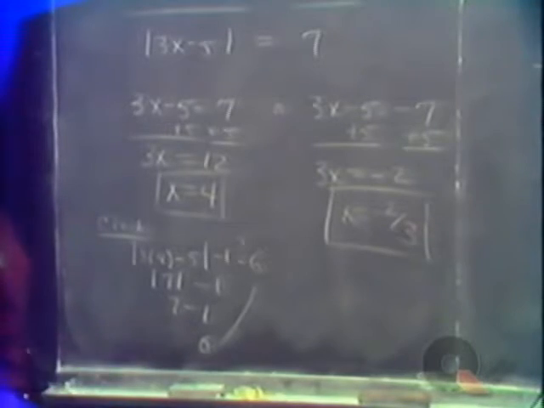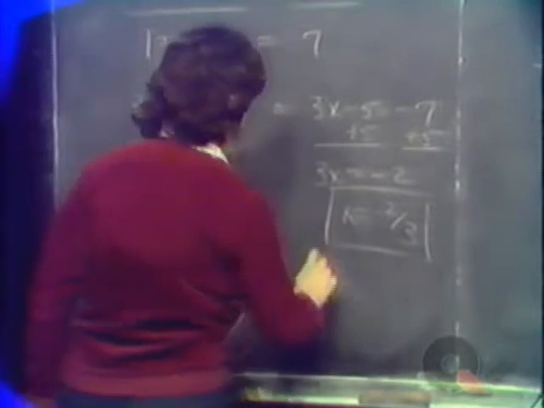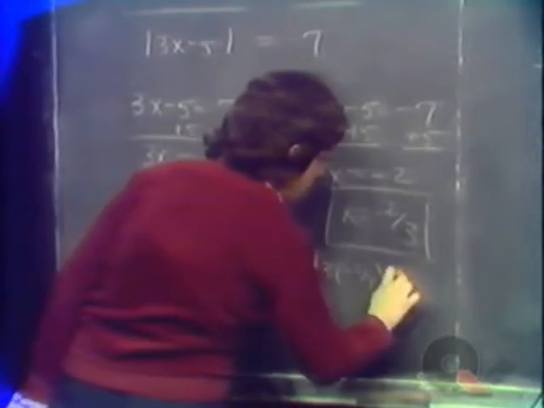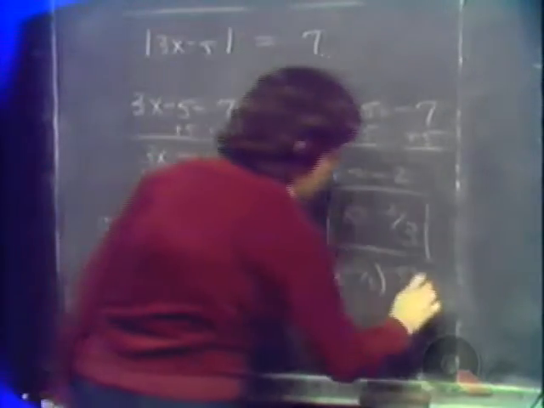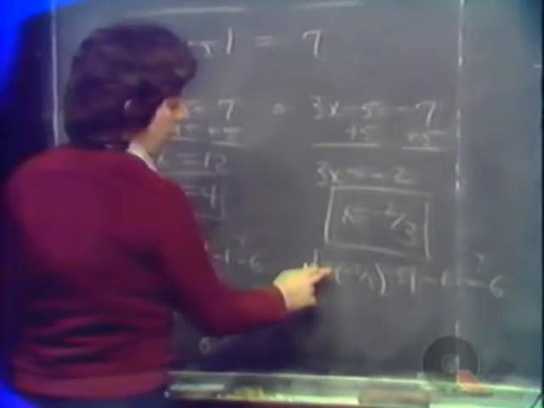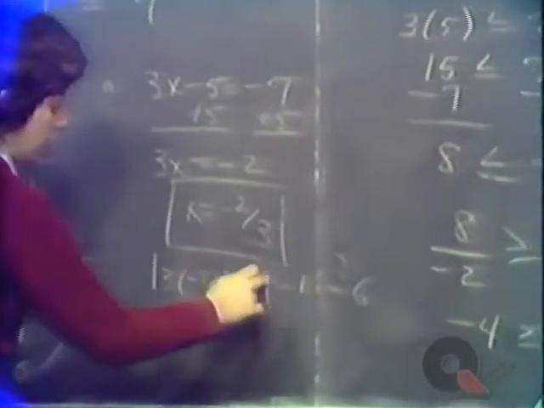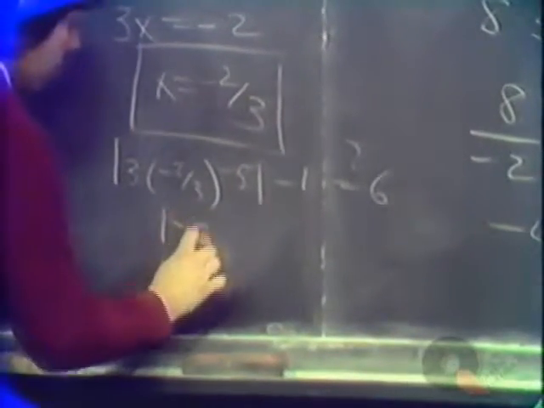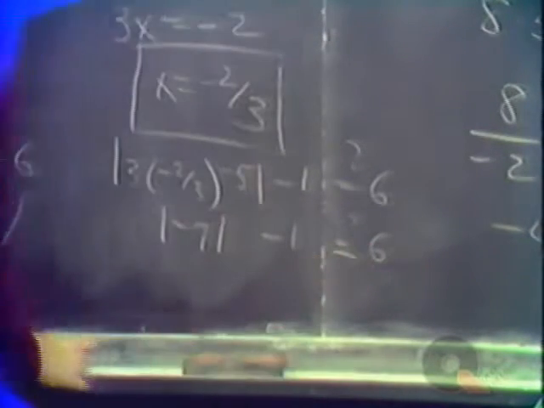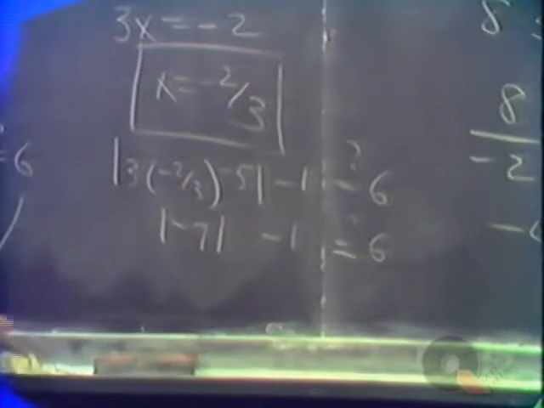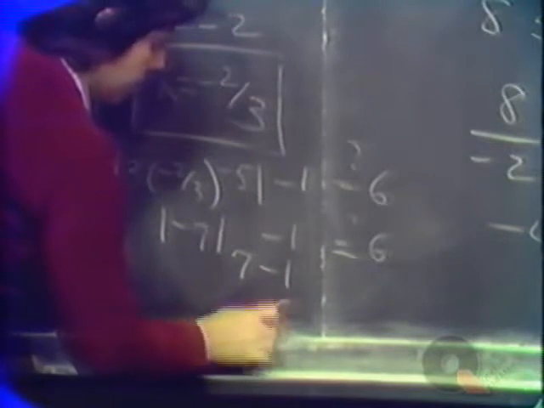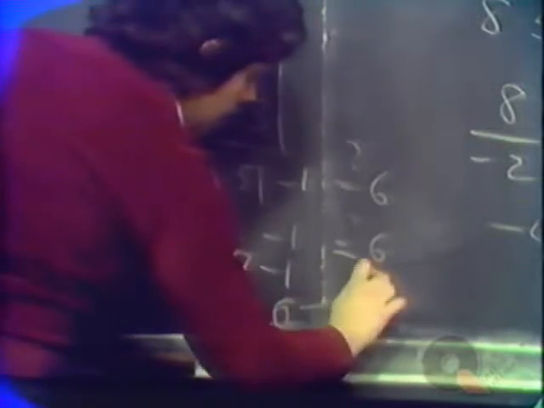And on the other side, for minus 2/3, we'd have 3 times minus 2/3 minus 5 in absolute value, minus 1 should be equal to 6. And here we would have the 3's canceling. Minus 2 minus 5, the absolute value of minus 7, minus 1 should be equal to 6. And of course, the absolute value of minus 7 is the same as the absolute value of 7. It's just 7. 7 minus 1 does equal 6, and it checks out.